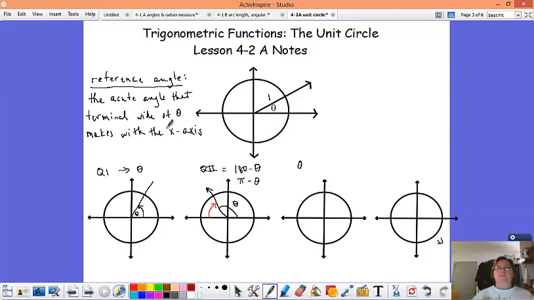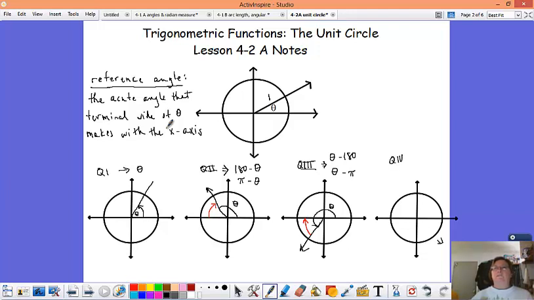If we happen to be in Q3, that's not an equals, that's an arrow. If we happen to be in Q3 on our terminal side, so we have an angle that stops there, like this one, here's theta, but we need the acute angle that the terminal side makes with the x-axis. That would be theta minus 180, or if we were in radians, theta minus pi.